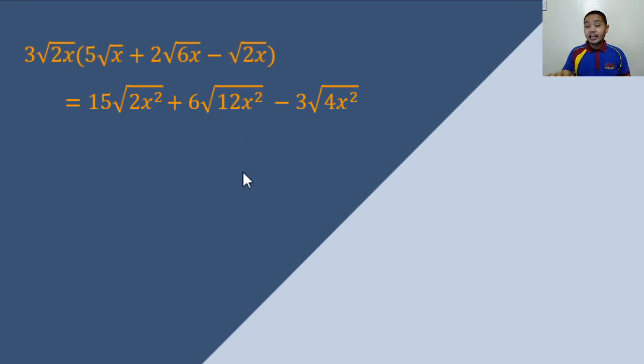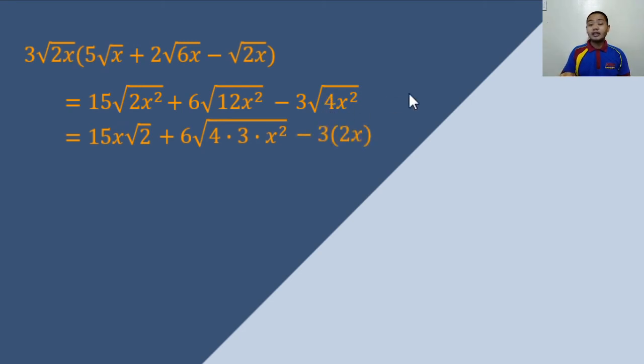Sunod, simplify natin sila isa-isa. Dito, ang masisimplify lang natin actually yung x squared. So, this will become 15x square root of 2. Ito naman, this can be rewritten as 6 square root of 4 times 3 times x squared, di ba? Tapos ito perfect square. So, this will be 3 times 2x. Sunod, ito, hindi na natin masimplify. Okay na yan. Dito naman, square root ng 4 is 2. Square root ng x squared is x. Dito naman, 3 times 2x, that would be 6x. Then yung last, simplify na lang natin to. Siyempre, this will become 12x.